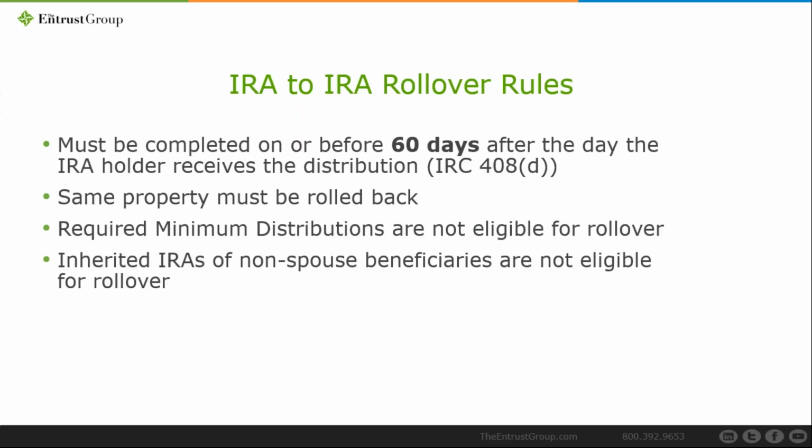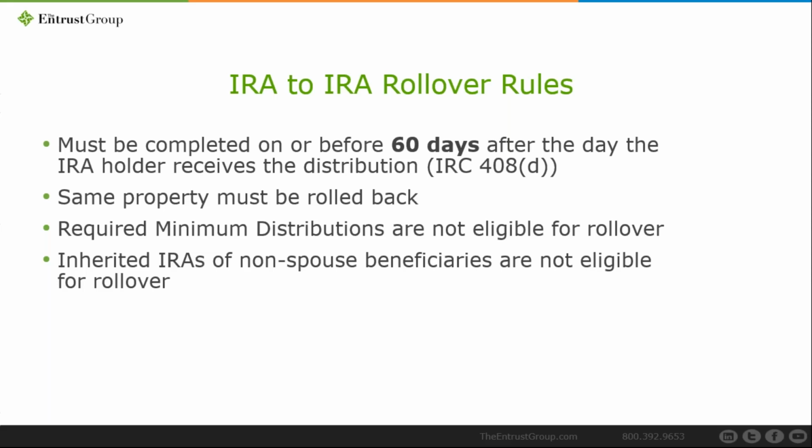Right? IRA to IRA rollover rules. When must a rollover be completed? It must be completed within 60 days after the day of constructive receipt. In other words, if a person receives a distribution today, day one starts tomorrow. So day one will be tomorrow, and then after 60 days from that, that amount can no longer be rolled back in.